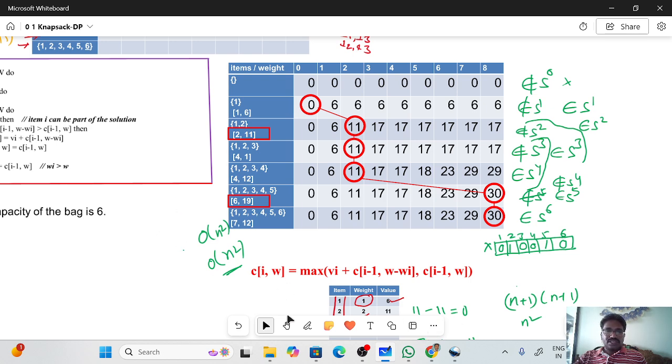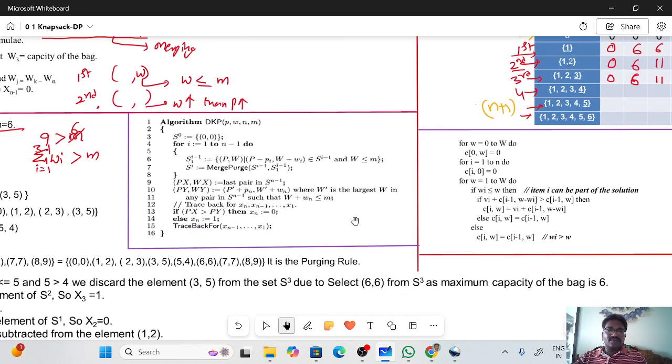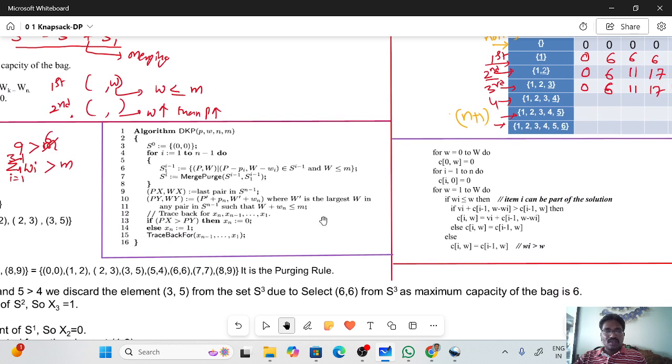So this is the algorithm for this one, and this is the algorithm for the set theory. Okay, so thank you one and all.